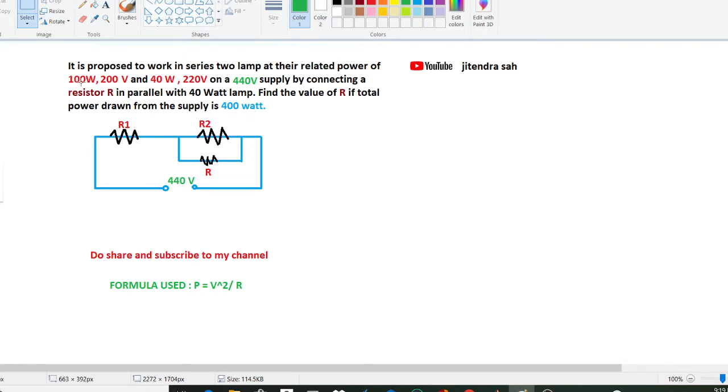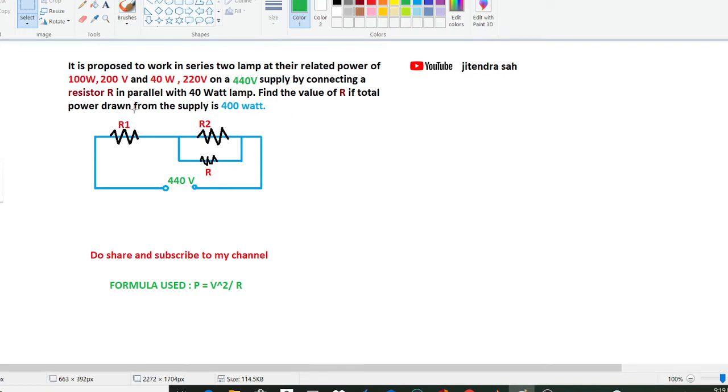Here there are two lamps. Lamp L1 has a rating of 100 watt and 200 volt. Similarly, lamp L2 has a rating of 40 watt and 220 volt, and a 440 volt supply is given here. A resistor R is connected in parallel with the 40 watt lamp, that is lamp L2. Suppose the resistance of lamp L1 is R1 and the resistance of the second lamp is R2, and R is connected in parallel with R2. We need to determine the value of R.